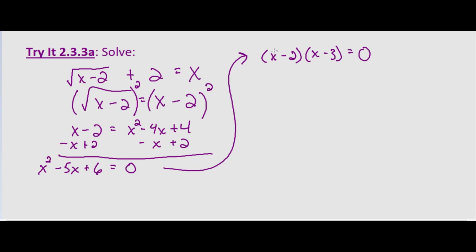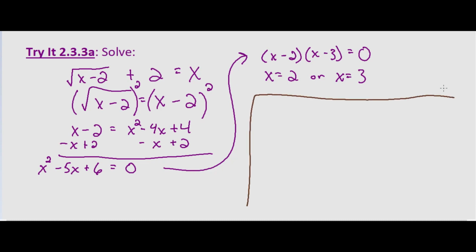And we can multiply back through. That's going to be x squared minus 2x minus 3x is minus 5x plus 6 equals 0. So that is the factorization of the quadratic that we just had as part of the problem. So that means that x equals 2 or x equals 3. Now we need to check that solution, or those solutions. So let's go ahead and check.